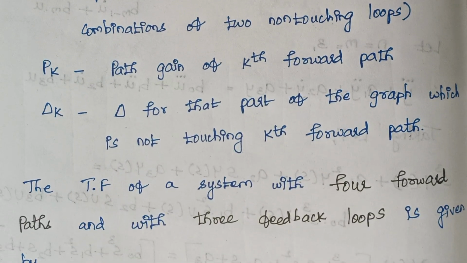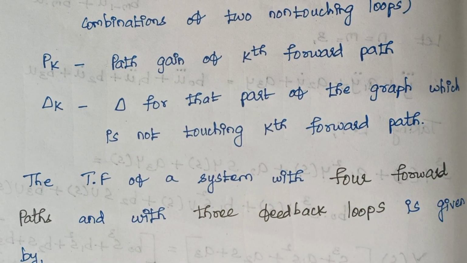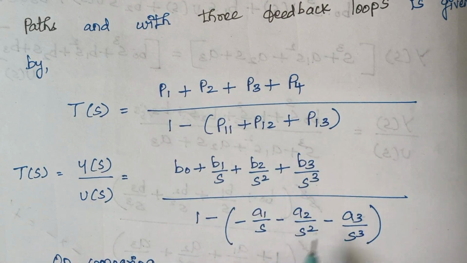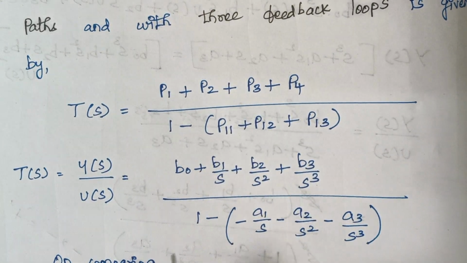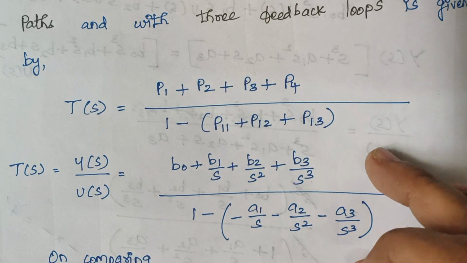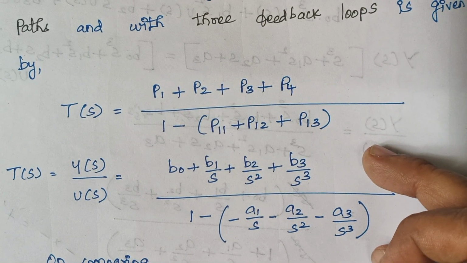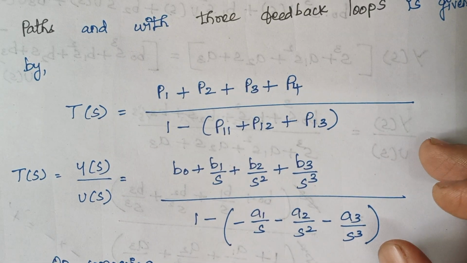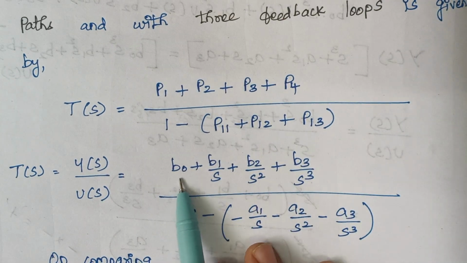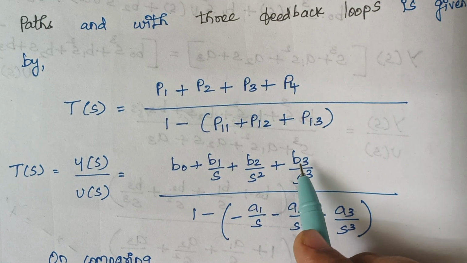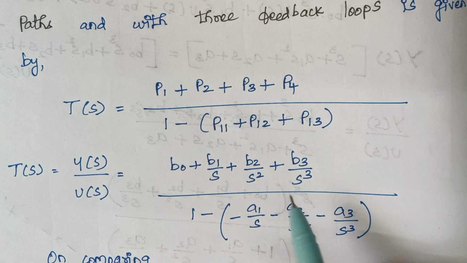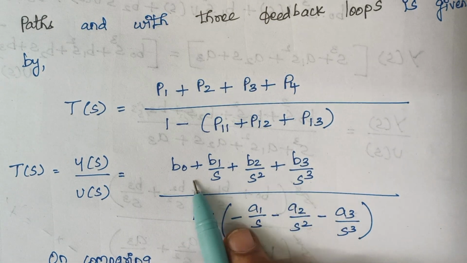So the next thing is, when you look at the transfer function, this is our transfer function, right? From the transfer function we can tell how many forward path gains are there and how many feedback loops are there, right? Here the numerator terms contribute to the forward path and the denominator terms contribute the loop gain, right? So here how many terms are there? We are having 4 terms.